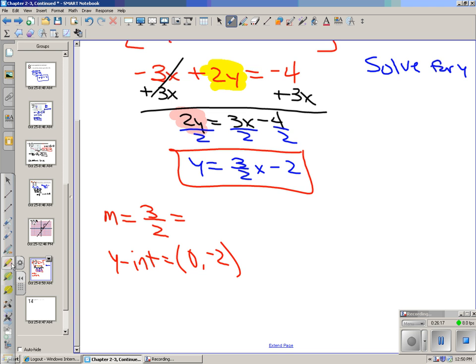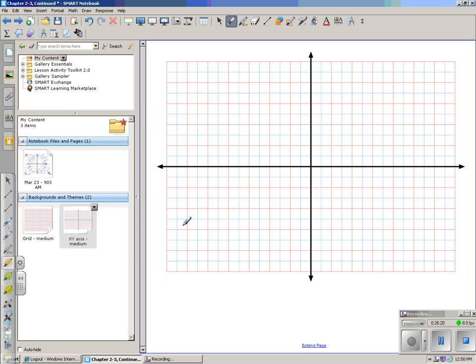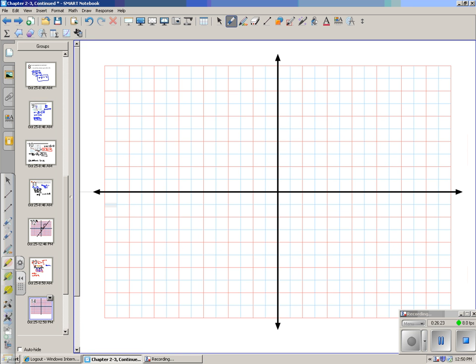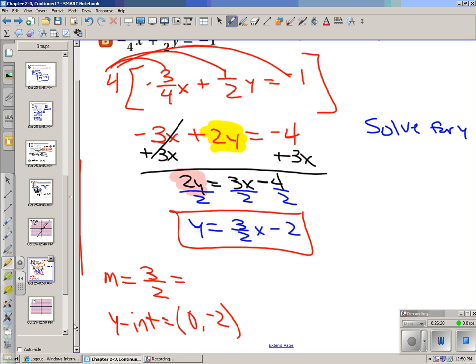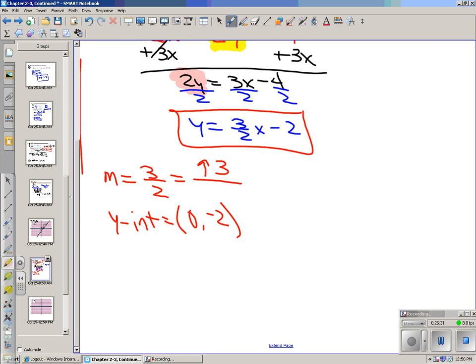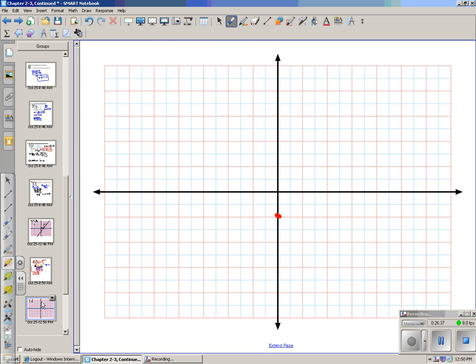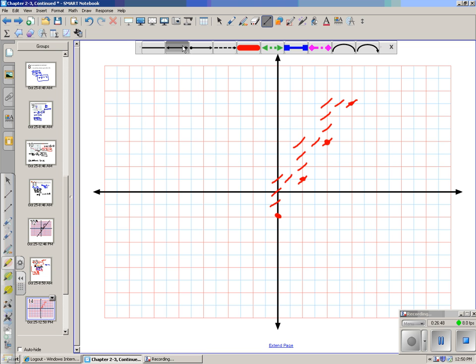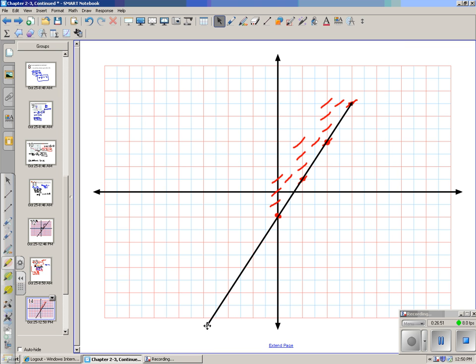That means I'm going to graph the point 0, negative 2, and then what am I going to do? I'm going to go up 3 units because it's positive, and then to the right 2 units. So I go back to my graph. I go up 3 units, and to the right 2. Up 3 units, to the right 2. I have lots of points, and I connect, and I'm done. Does that make sense? Yes or no? Okay.